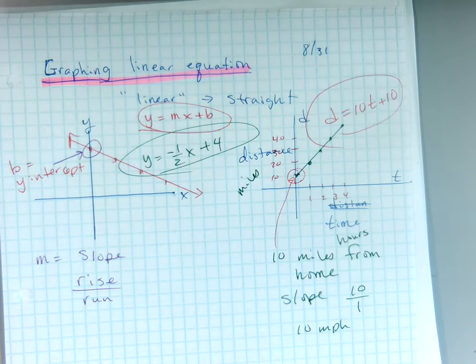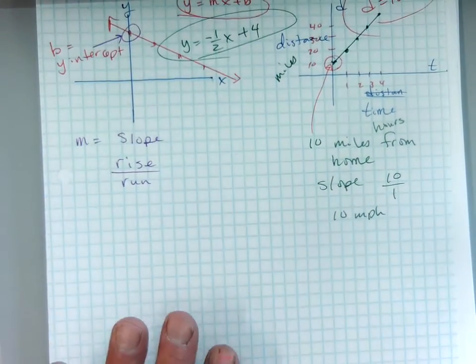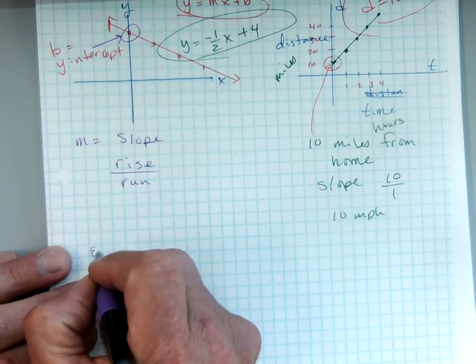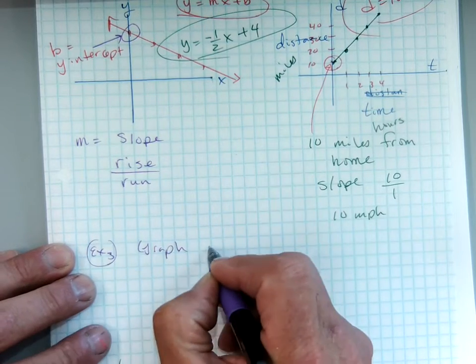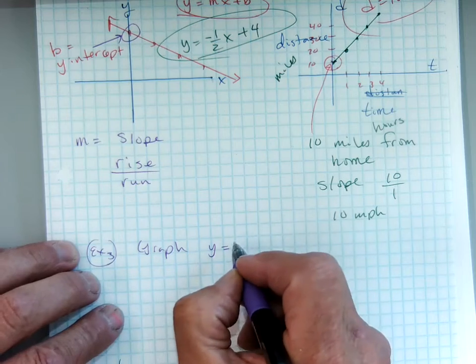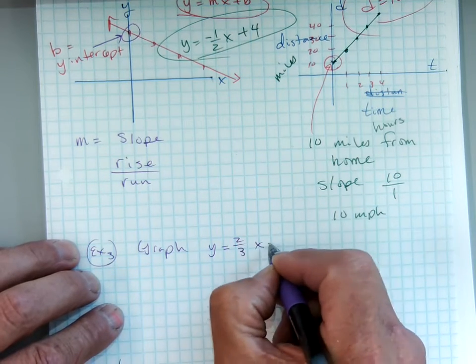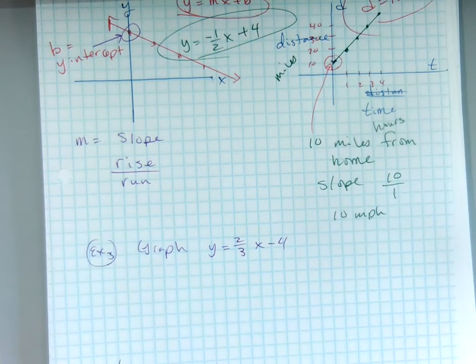Okay? All right, how's everybody doing? Okay, so let's graph some lines. First line, example 3. Let's have you graph this line. Y equals 2/3 x minus 4. Okay, let's have you guys graph this.